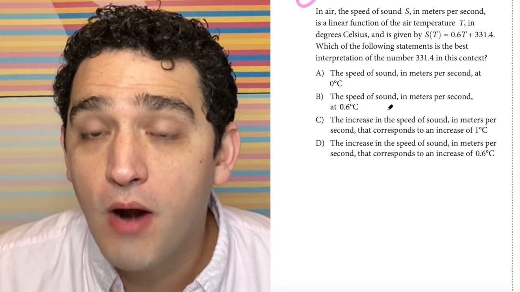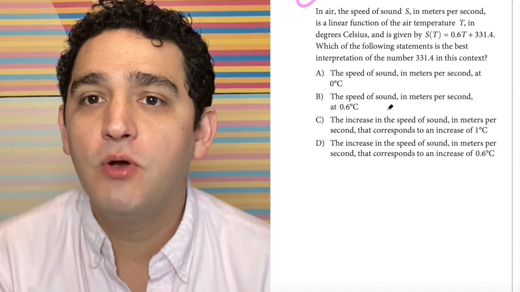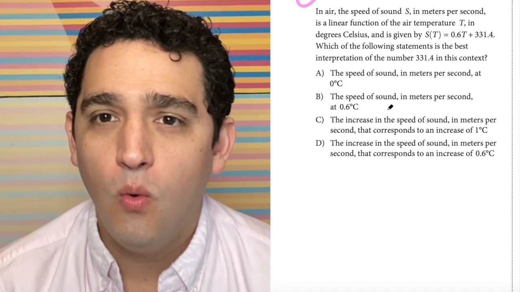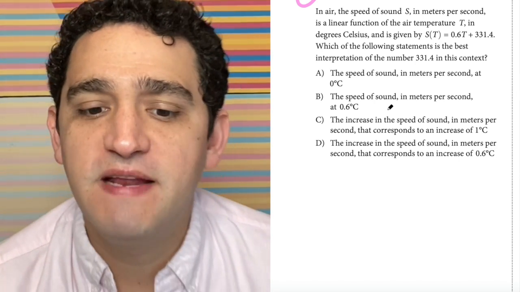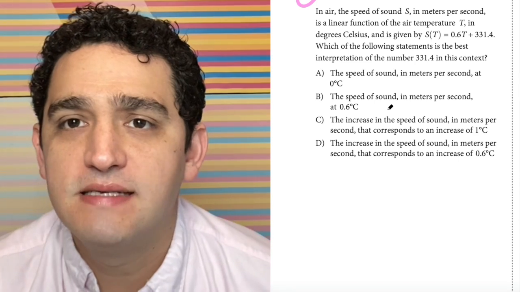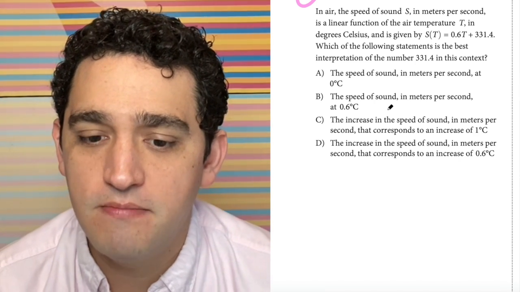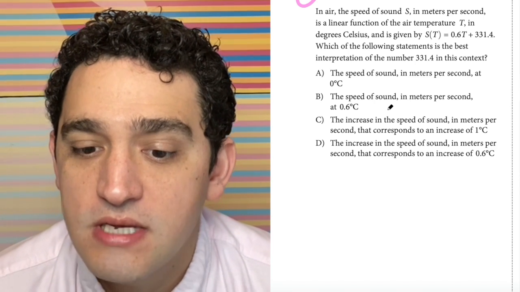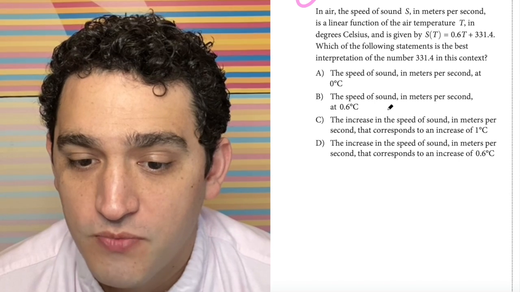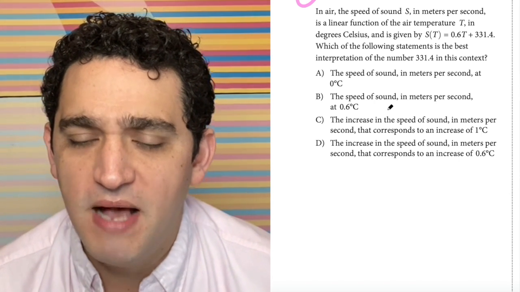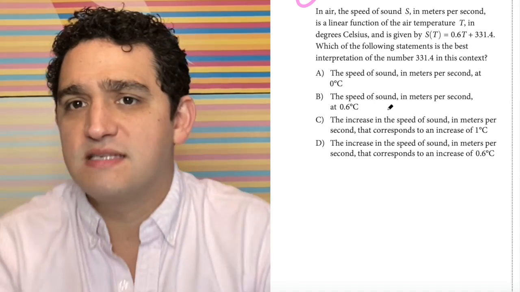We move on to number 8. Again, a long word problem which requires a full read-through. But as we read, I'm going to challenge you to tell me, what kind of function are we dealing with here? In air, the speed of sound s in meters per second is a linear function of the air temperature T in degrees Celsius and is given by s of T equals 0.6 T plus 331.4.